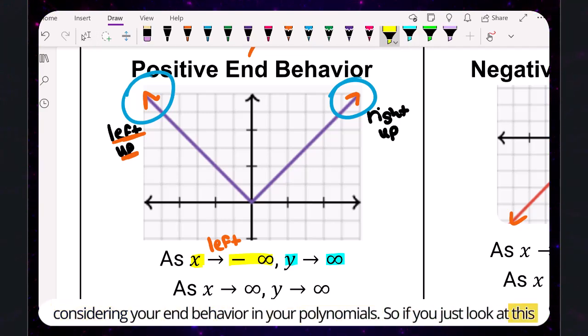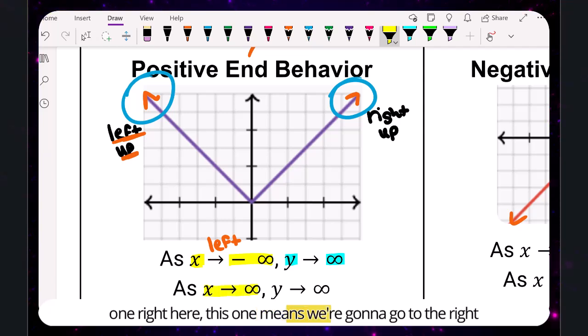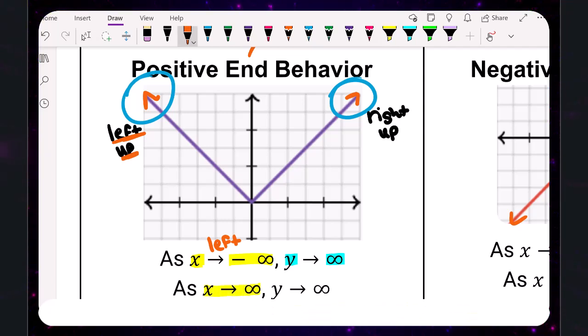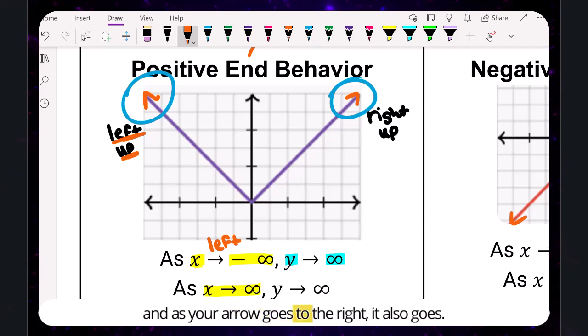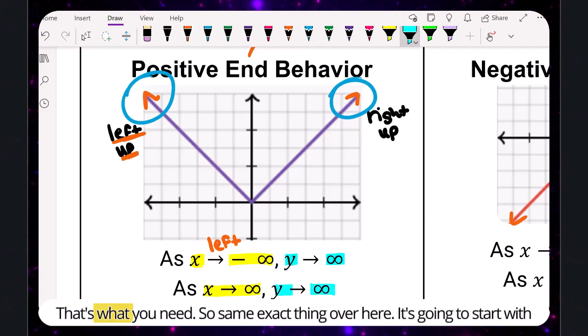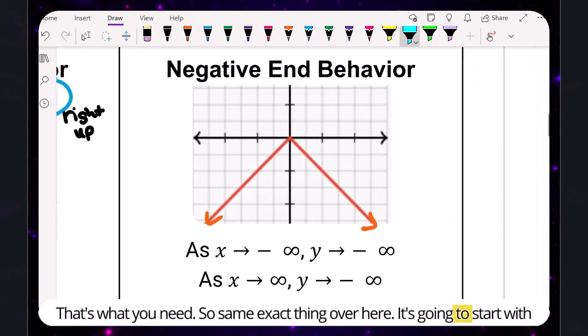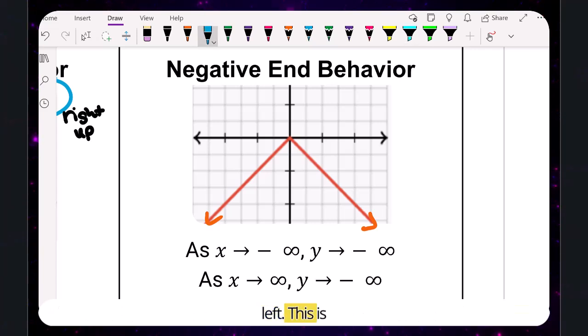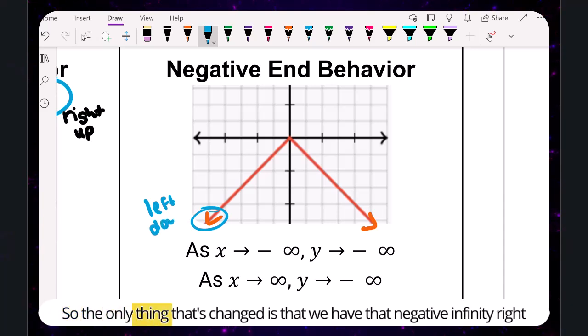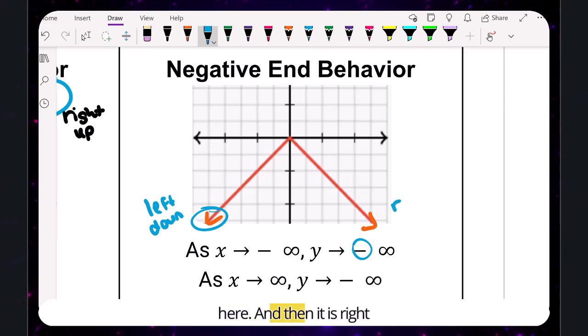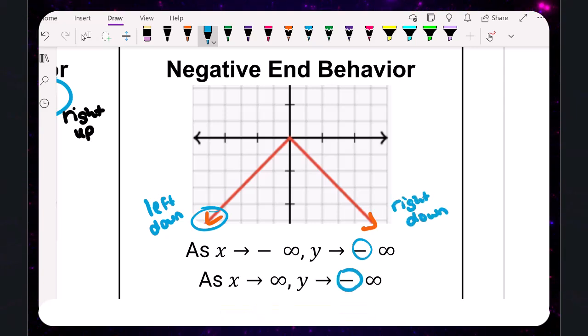So if you just look at this one right here, this one means we're going to go to the right. And as your arrow goes to the right, it also goes up. That's what you need. Same exact thing over here. It's going to start with left. This is left and down. So the only thing that's changed is that we have that negative infinity right here. And then it is right and down.